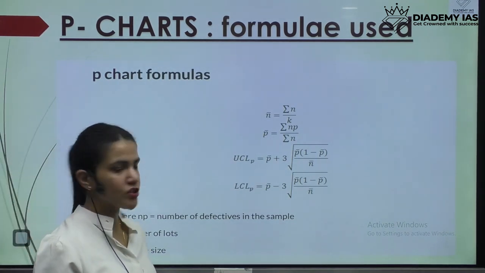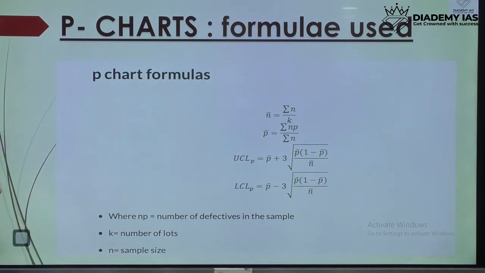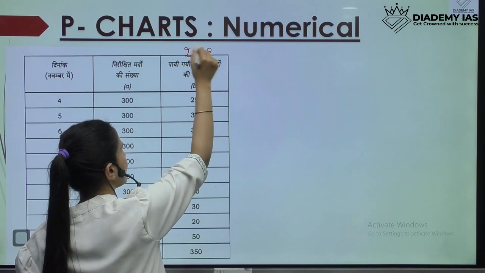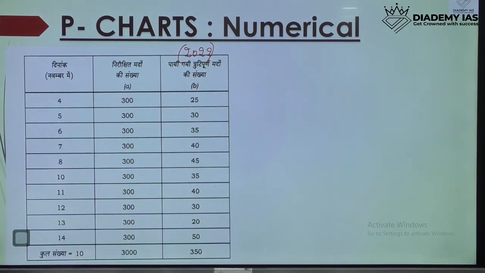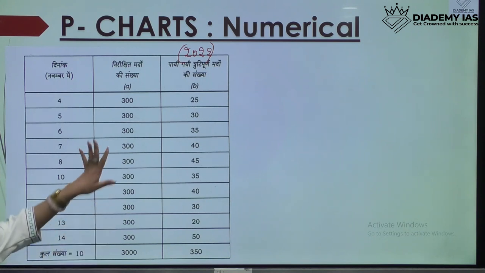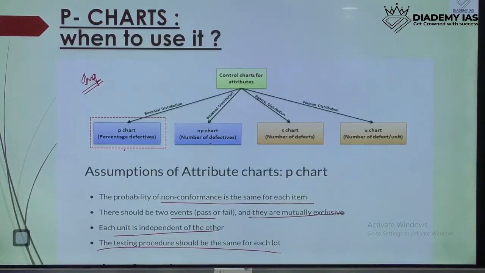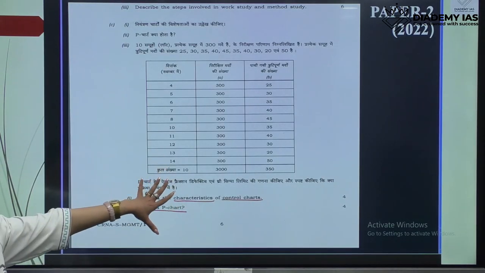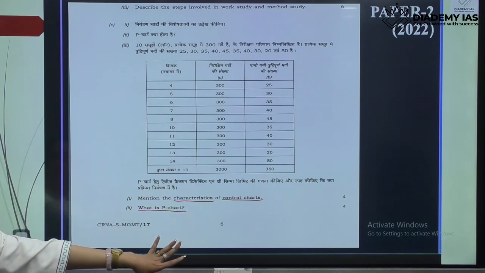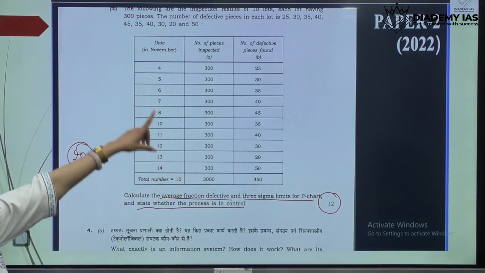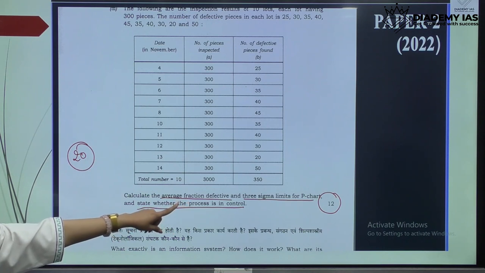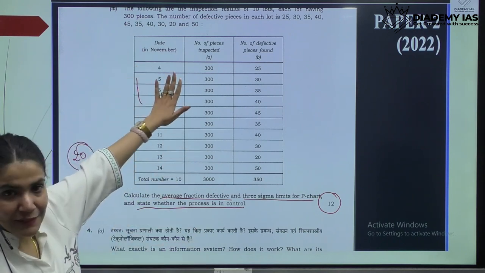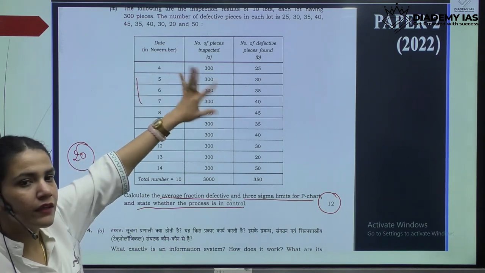These were just the formulas that we just discussed. I have included your previous year paper from the year 2022, and we are going to solve this question in today's class. As you can see, this is the chart that we have. This is the number of pieces inspected. This is the number of defective pieces found. These are the sample dates on which the inspection was done and the defective pieces were found.